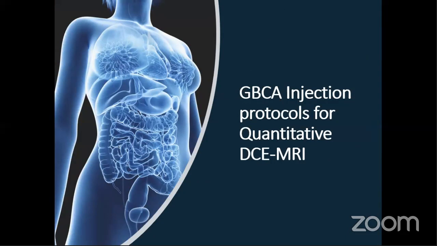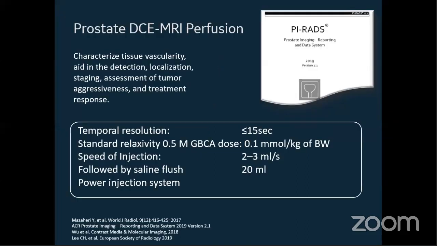And let's look at some examples by type of dynamic contrast enhancement. We start with the quantitative dynamic contrast enhancement examples. The most widely used, of course, is the prostate. Dynamic contrast enhanced MRI is an indispensable part of multiparametric MRI. And according to PI-RADS, the Prostate Imaging Reporting and Data System designed to promote global standardization of the prostate multiparametric examination, the temporal resolution of prostate dynamic contrast enhancement should be less than 15 seconds. But mostly in practice, it is shorter.